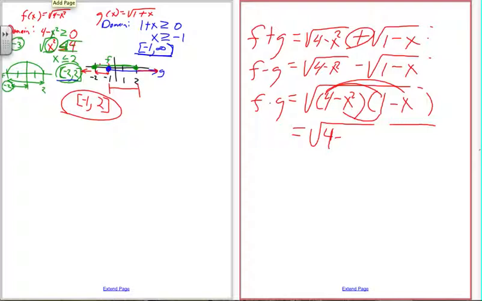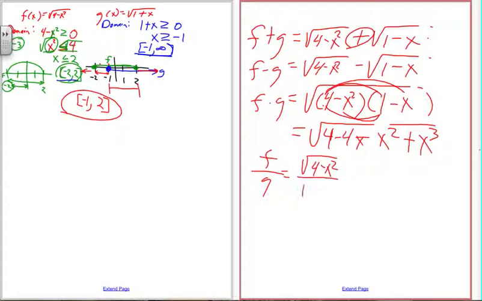Okay, so I've got 4, which is this, minus 4x minus x squared plus x cubed. And then to divide them, we're going to have 4 minus x squared over 1 minus x.